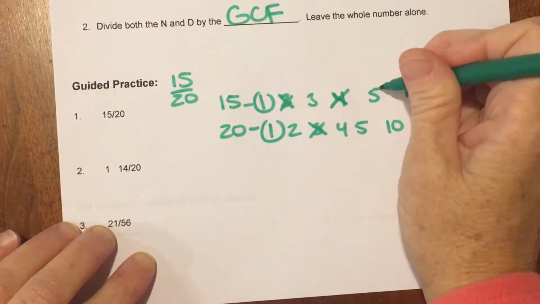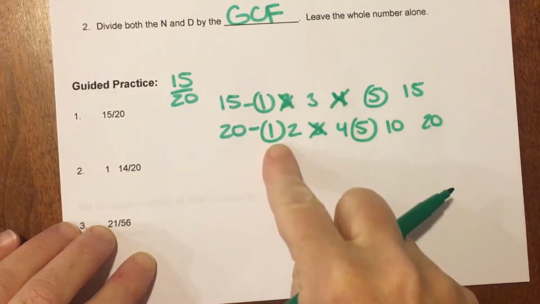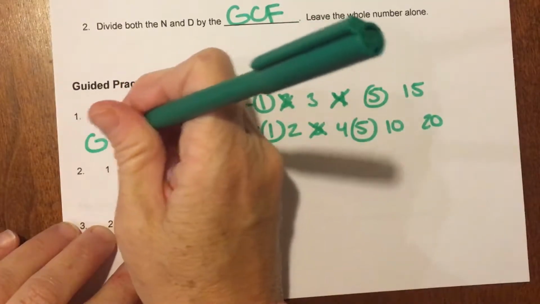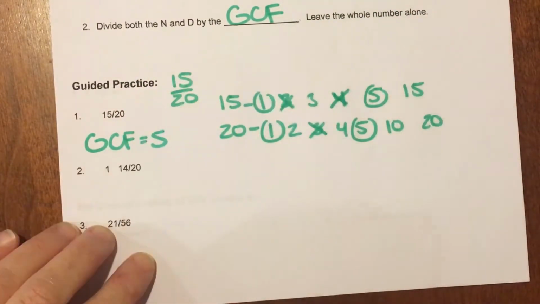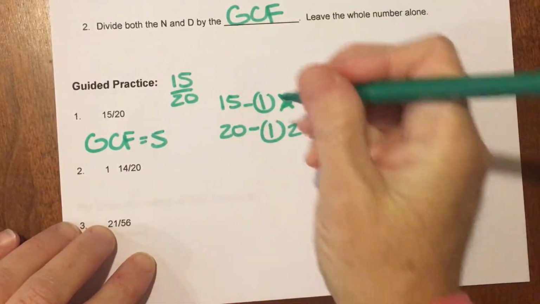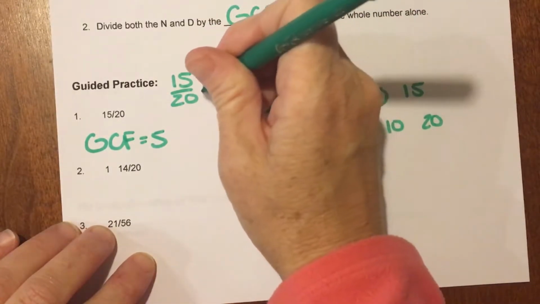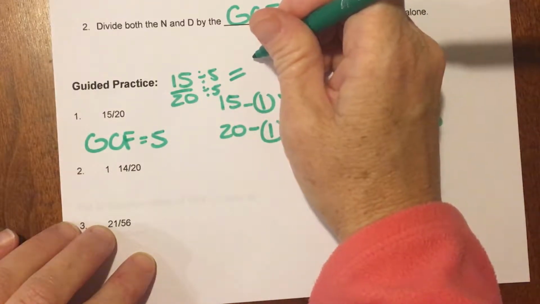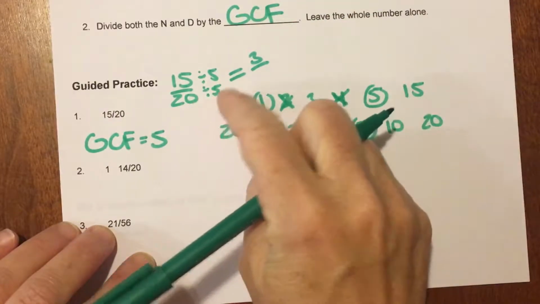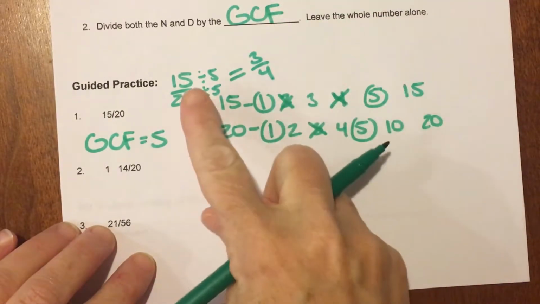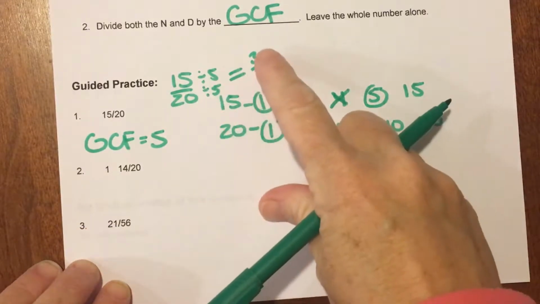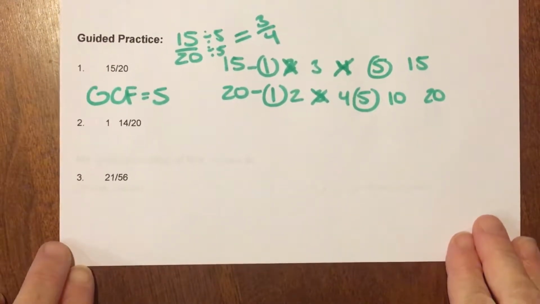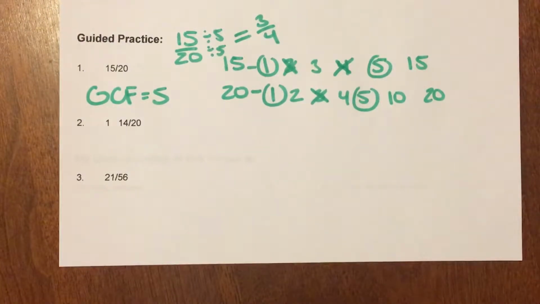So let's see. My common factors are 1 and 5, which means my GCF is 5. I wish I didn't put those so close. So I'm going to come over here and divide both by 5, and I get 15 divided by 5 is 3. 20 divided by 5 is 4. So 15 twentieths is equivalent to 3/4, but this is the simplest way to write it. Okay, let's try the next one.